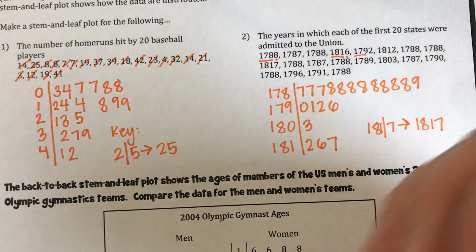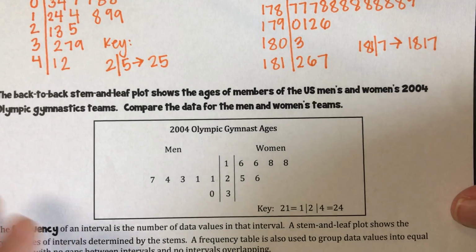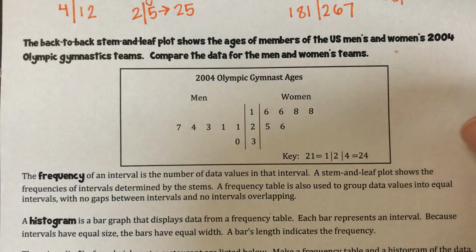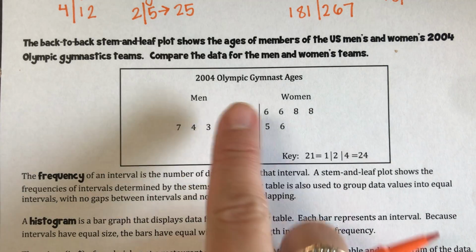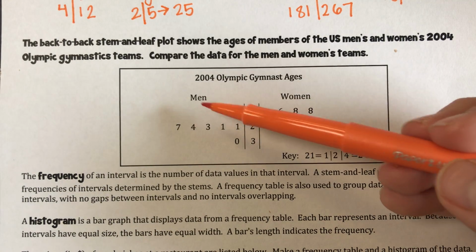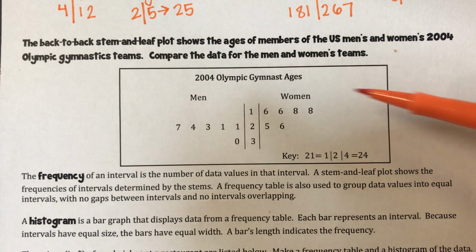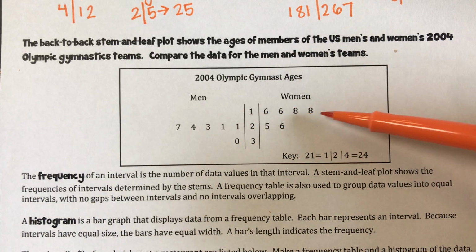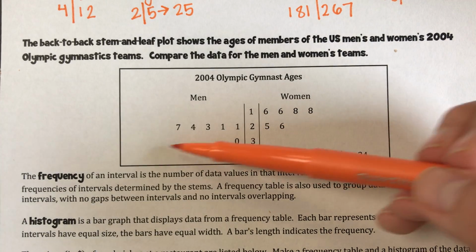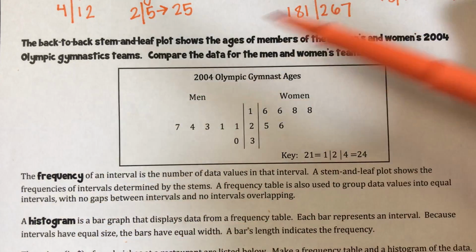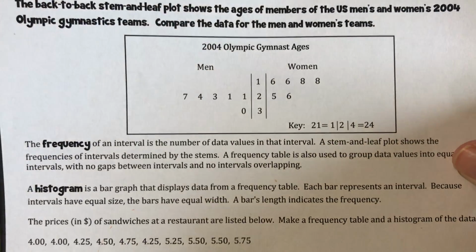And that is it. You don't have any of these on your homework, but I wanted to show you what a back-to-back stem and leaf plot looks like. We're comparing 2 sets of data. This is for the 2004 Olympic gymnastics teams, and we have the ages of men and women. What this shows is that most of the women are in their teens, while most of the men are in their 20s. It's an easy way of looking at data, especially of comparing 2 sets.